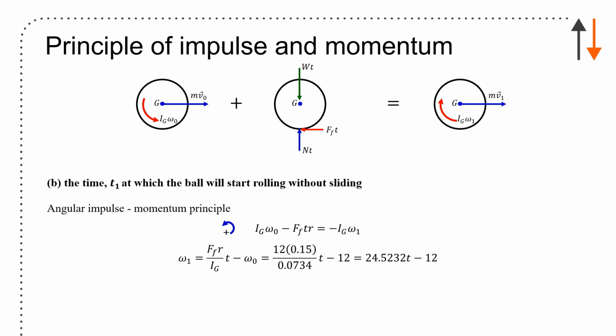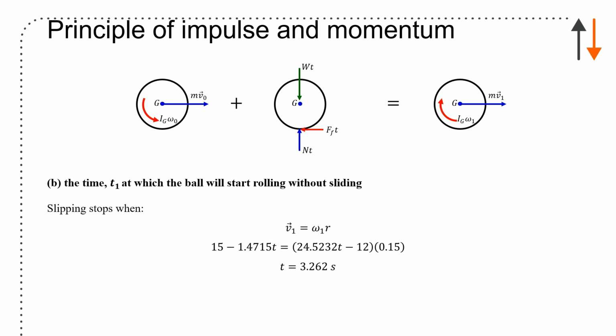24.52 T minus 12. These sort of work. And slipping stops when the velocity is equal to omega 1 r. Substitute both together, calculate t, and you end up with 3.3 seconds.